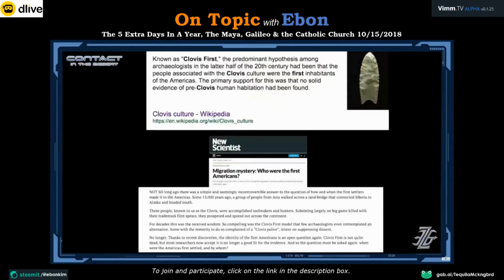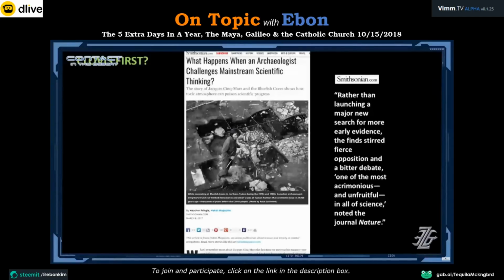Same with Clovis first. It was the predominant hypothesis in the latter half of the 20th century because there was no solid evidence of pre-Clovis habitation. Subtext: any evidence of pre-Clovis habitation was brushed under the carpet and not accepted, and those who found it were ridiculed. But now it's become clear the evidence is overwhelming of much earlier sites than Clovis, and there's new genetic evidence which is also raising this question.